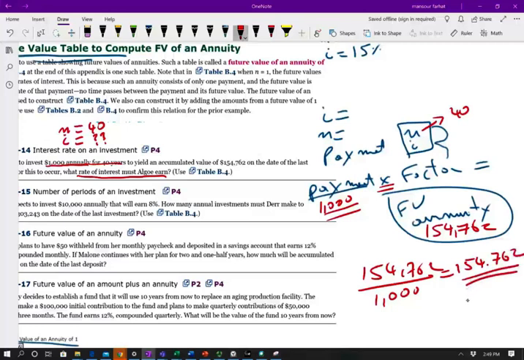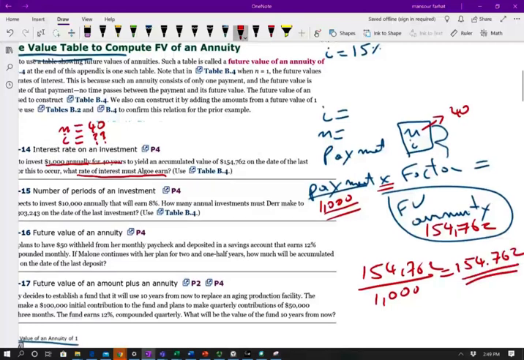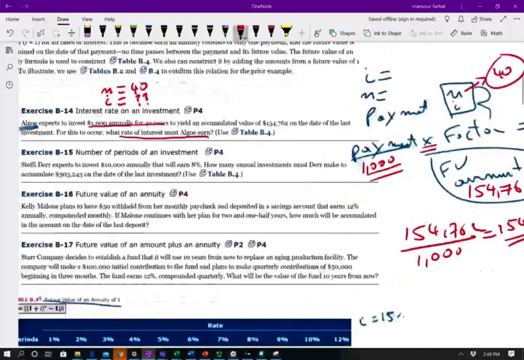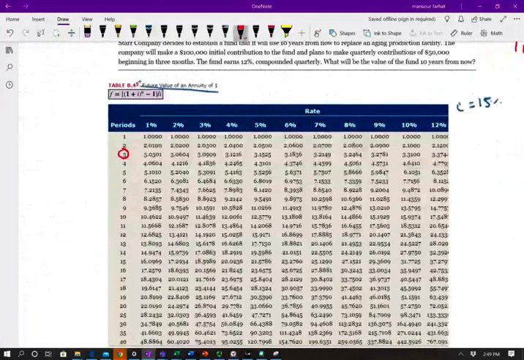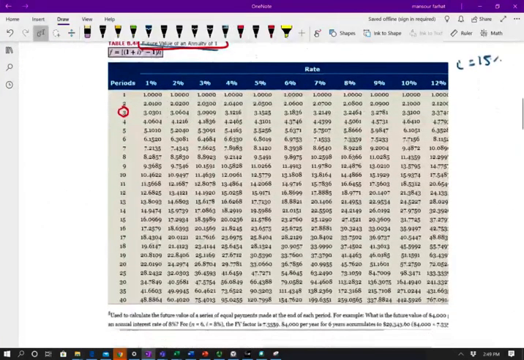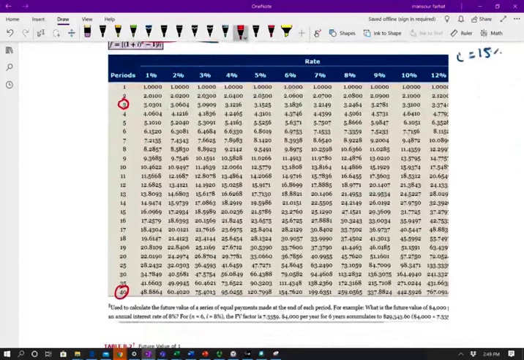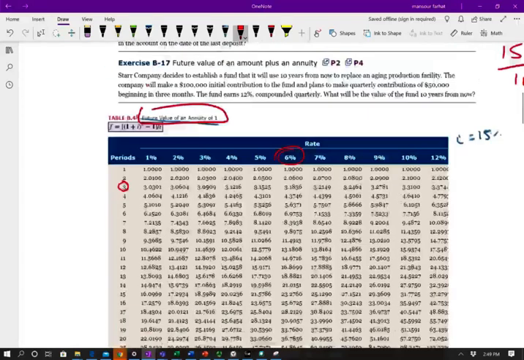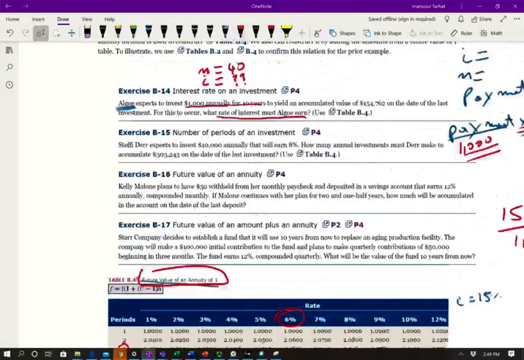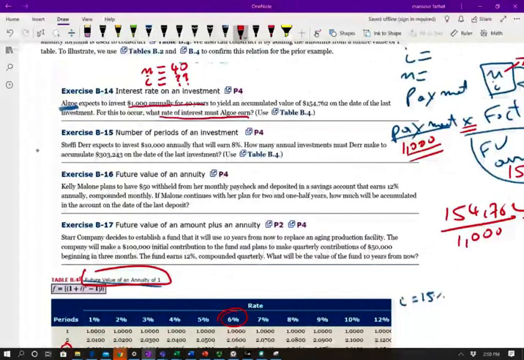Now, from the factor, I can go to the future value annuity table, N equal to 40. Make sure you are looking in the right table, future value of an annuity, N equal to 40. I'm looking for the closest to 154.762. And the factor is here. It means I need to earn 6%. So I was able to find my interest rate. Let's take a look at this example.